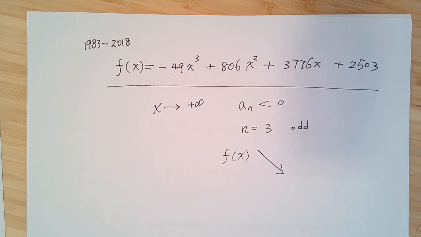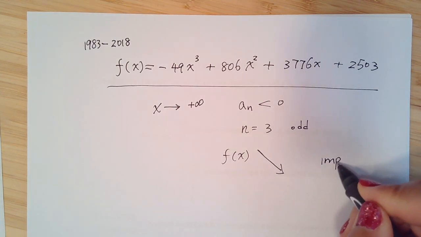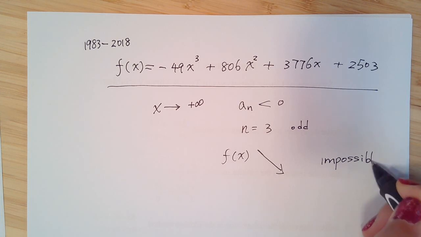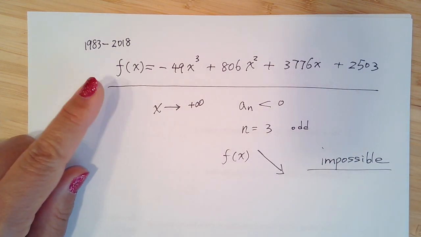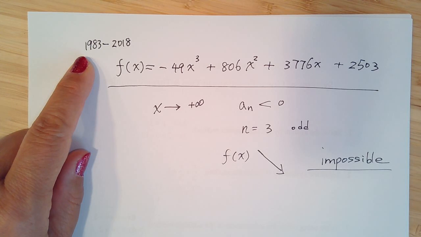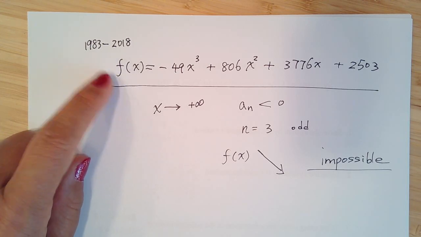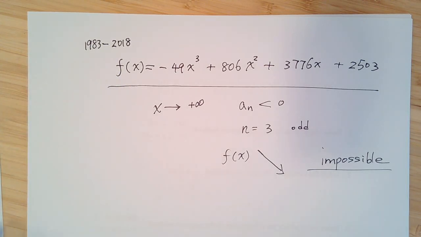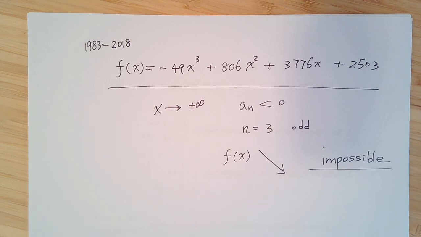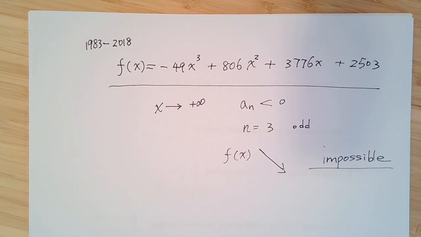So this degree is odd, and the leading coefficient is negative. So the graph of this function to the right, when x is a very large number, will be negative, which is impossible. Okay, make sense? So that means the model the student developed based on the data from 1983 to 2018 would work for a certain time period, but not forever. Now you see how I use the end behavior of the polynomial function to understand this polynomial function.